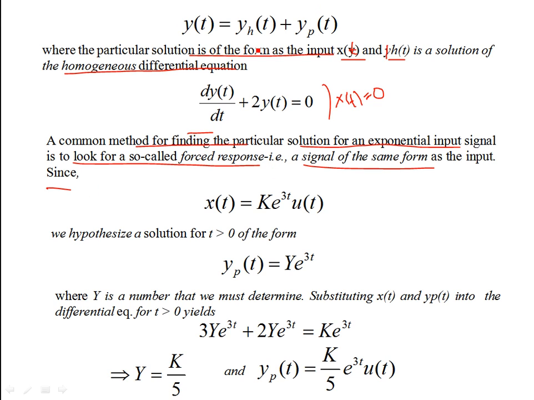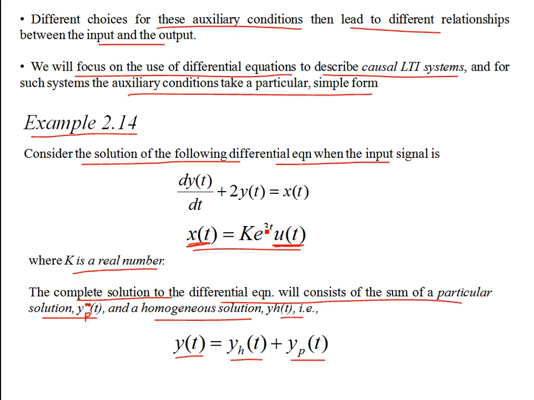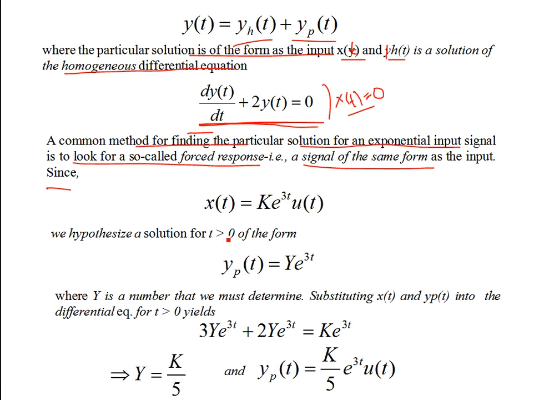So for a homogeneous solution, we solve the homogeneous equation, that is, the input is made 0 first, and then y(t) is solved for that. In the second case, a forcing function is applied in the differential equation, which has the same form as the excitation. So y_p(t) in this case will be of exponential nature. Since x(t) is exponential, we hypothesize a solution for t greater than 0 of the form y_p(t) = Y e^{3t}, where Y is some real number.